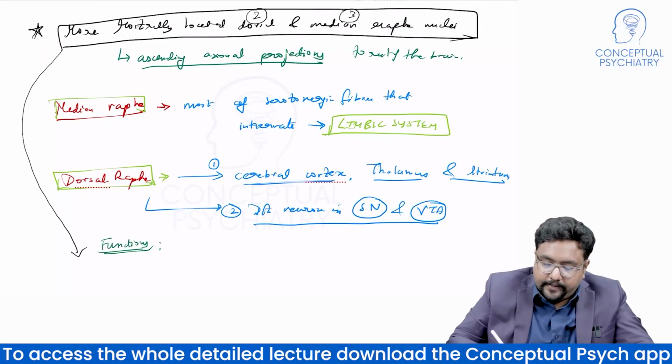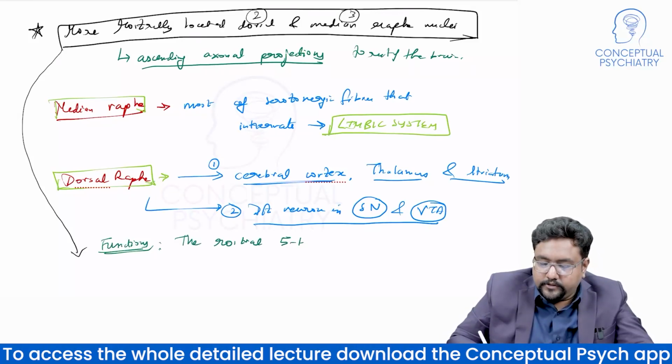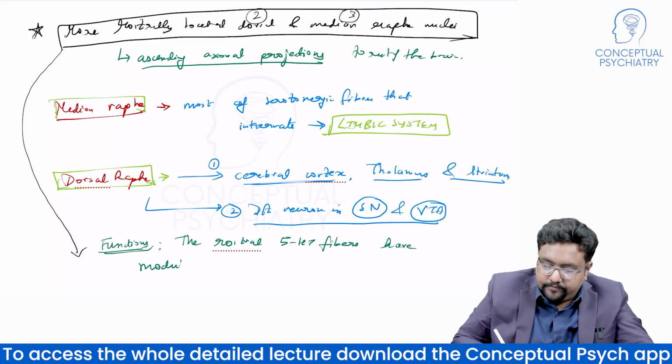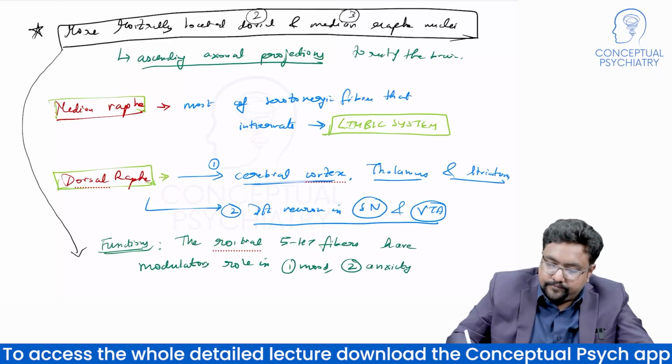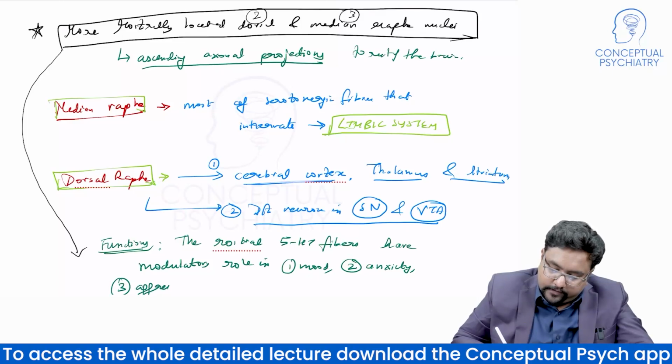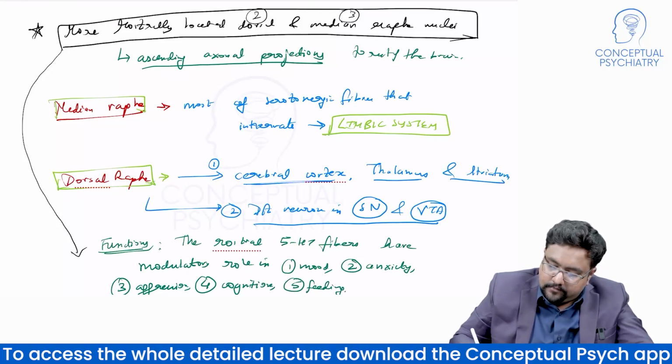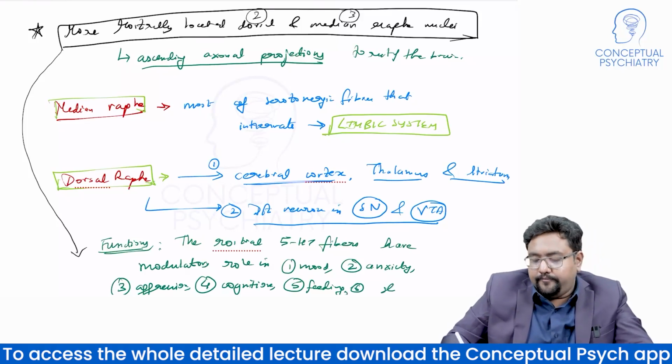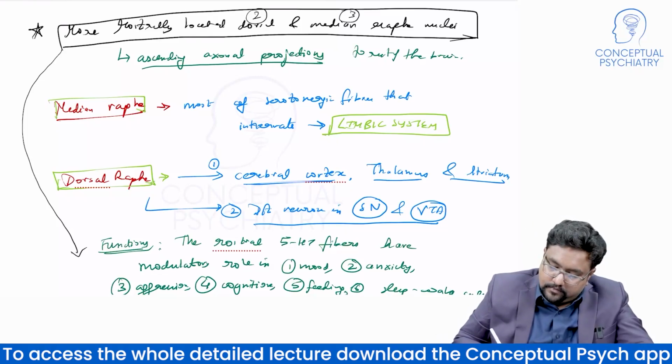If we talk about the functions, we will find that the rostral serotonergic fibers have a modulatory role in mood, anxiety, aggression, cognition, feeding, then the sleep wake cycle, and sexual behavior.